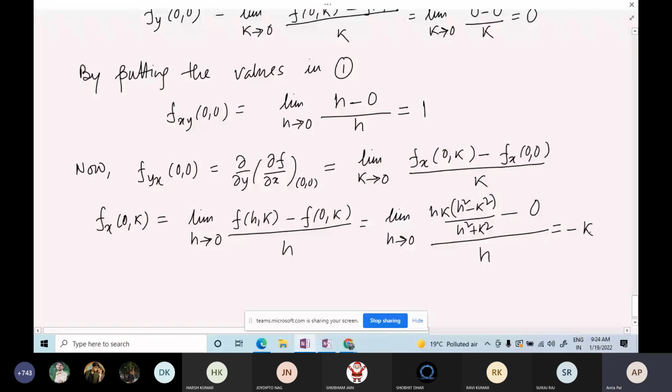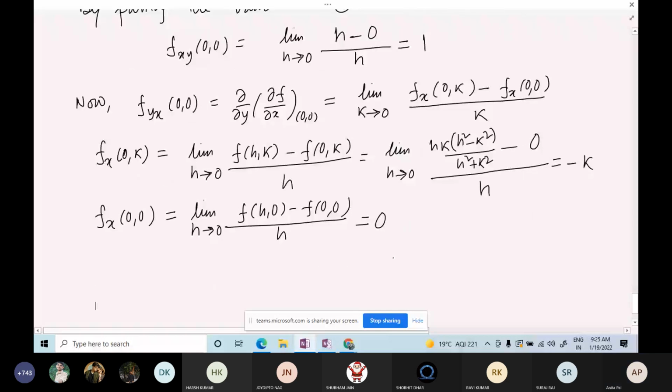And what will be f_x(0,0)? Limit h tends to 0 of f(h,0) minus f(0,0) by h. So obviously it will be 0. Now we have to put the values in this equation. Suppose this is 2. Putting the values in 2.